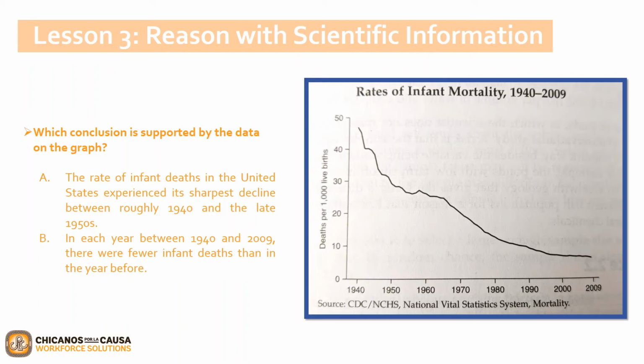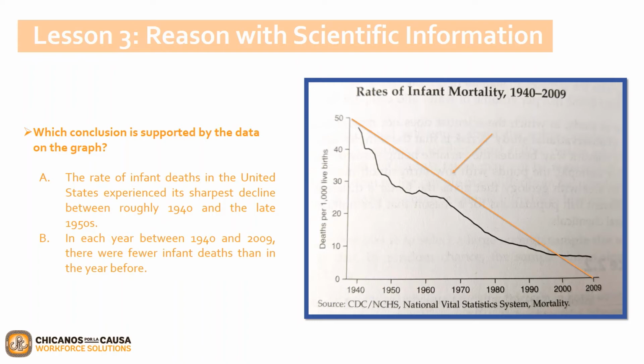Just by looking at the graph itself, we can determine that infant deaths have decreased between 1940 and 2009. However, as we can see, it has not been a consistent decline. Otherwise, the graph would appear as a straight decline line such as this. In addition, we can see a slight uptick in mortality rates in 1960. Given this information, we can now determine that the incorrect answer is B.